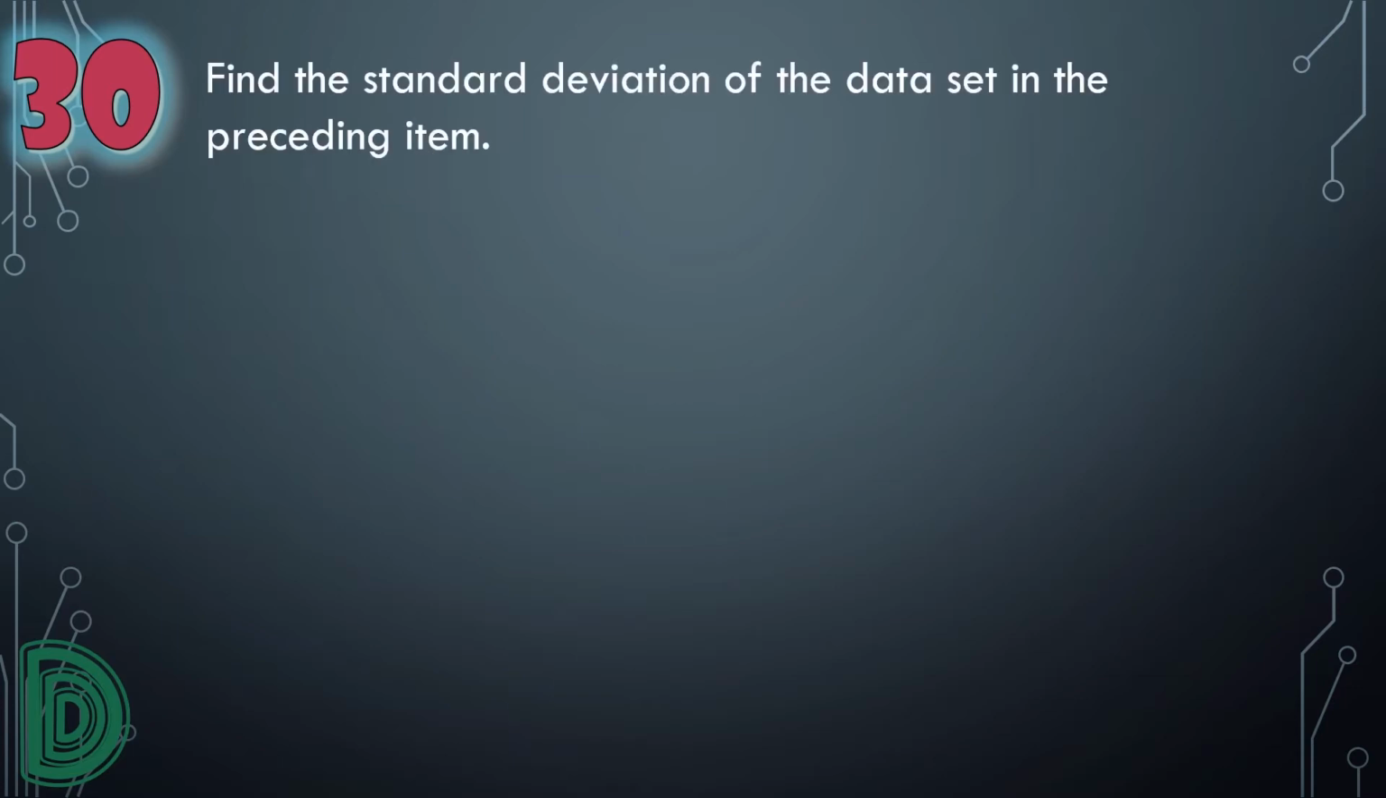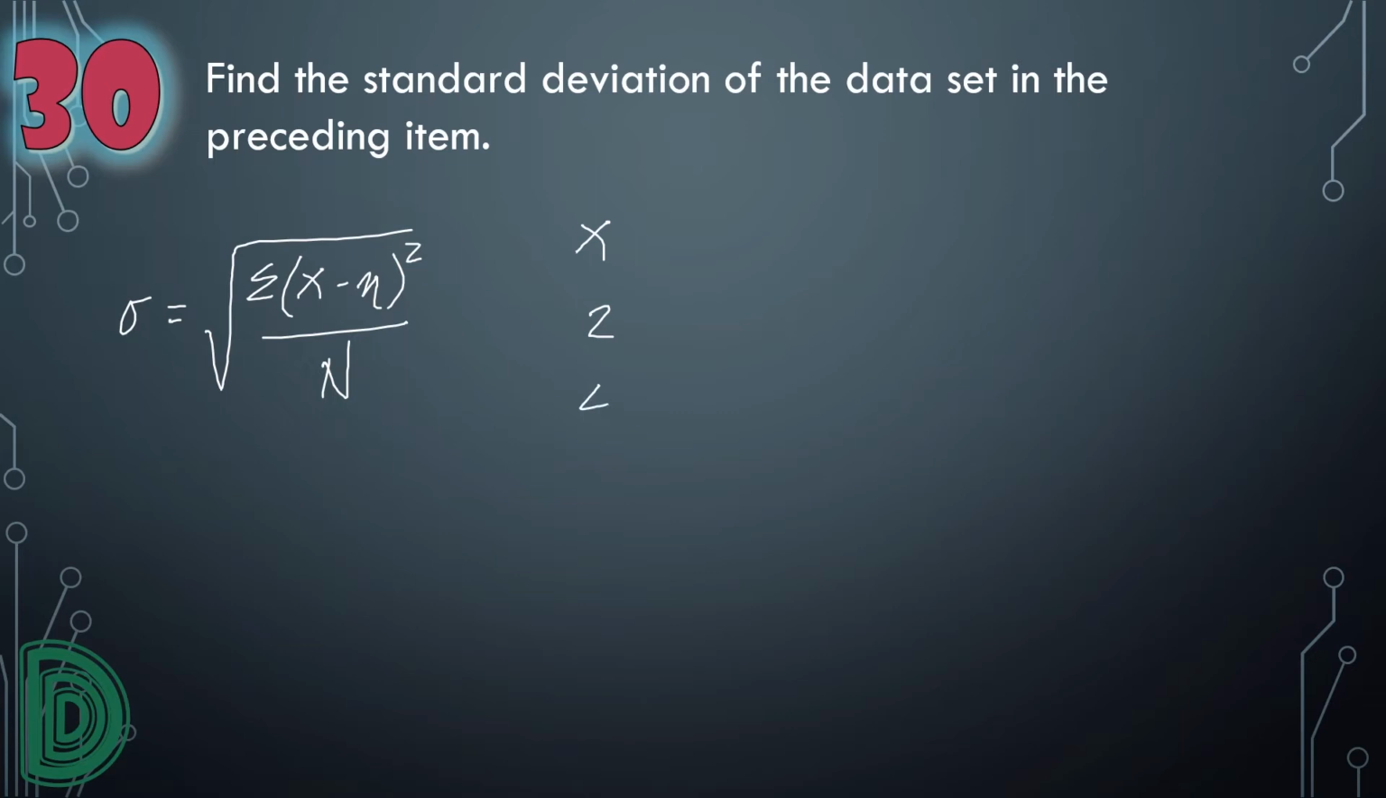Number 30. Find the standard deviation of the data set in the preceding item. We know that the formula for standard deviation is the square root of the summation x minus mean squared over n. Let us get the value for x in the preceding item. We have 2, 4, 7, 7, and 10. So let us have the difference between each value and the mean. From the previous item, we have mean as equal to 6.